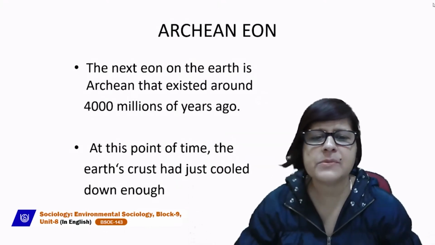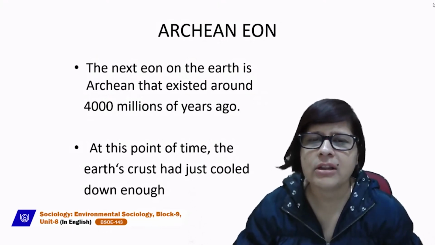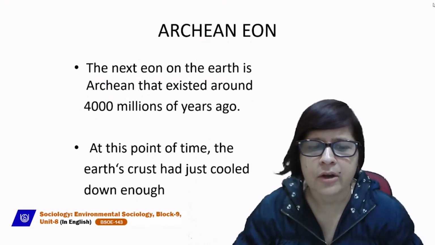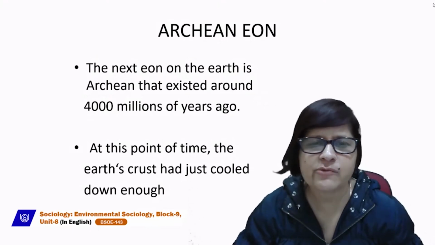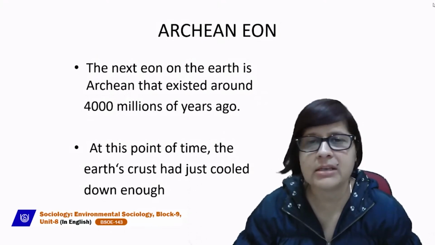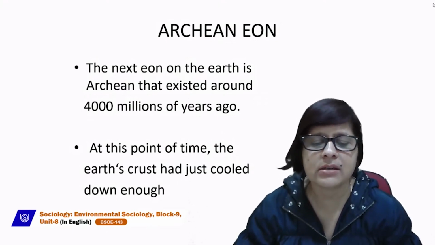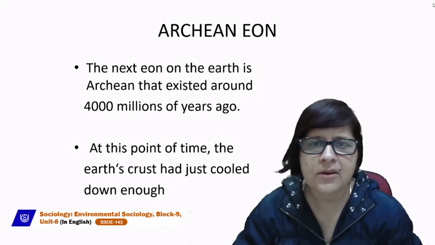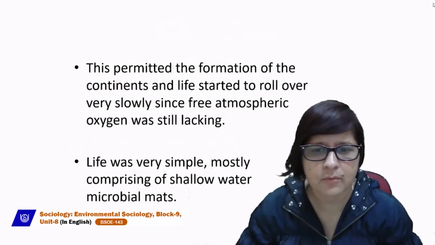After Hadean comes the Archean eon. What is the Archean eon? The next eon on the Earth after Hadean is the Archean eon, which existed around 4,000 million years ago. The Hadean was 4540 million years ago, and this eon is around 4,000 million years ago. At this point in time, the Earth's crust had just cooled down enough.